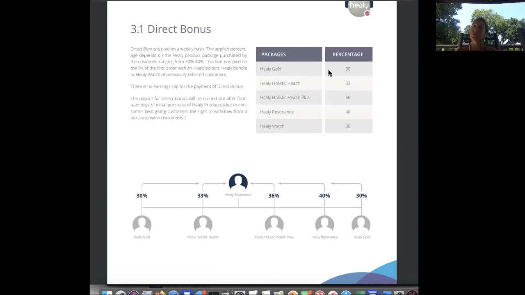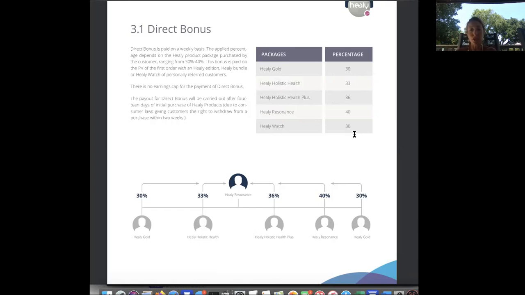That's why it's important to understand PV terminology. PV for a gold is 250. And we're going to look at a spreadsheet that shows exactly these numbers. But in the comp plan, you can see that this ranges as you get up. If you sell a holistic health, you earn 33%. Again, this is US. If you sell a holistic health plus, you earn 36% of that PV, resonance 40%, Healy Watch 30%. This is all paid out in euros.